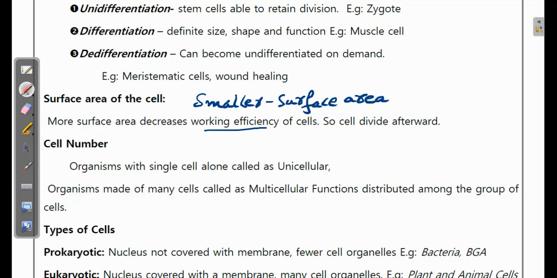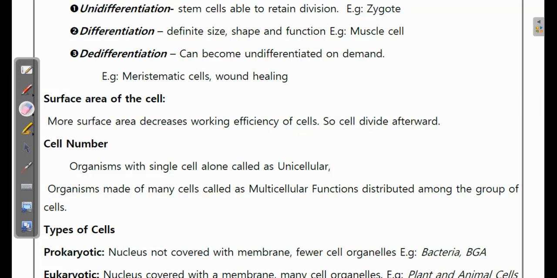Whenever a cell decides to divide, the major reason for cell division is that it has more surface area, which is not allowing for the absorption of nutrients. Alright, let's look at the simplest thing, that's the cell number. There are many cells in organisms, but we have single-celled or unicellular organisms like amoeba, which can maintain its life with only one cell.